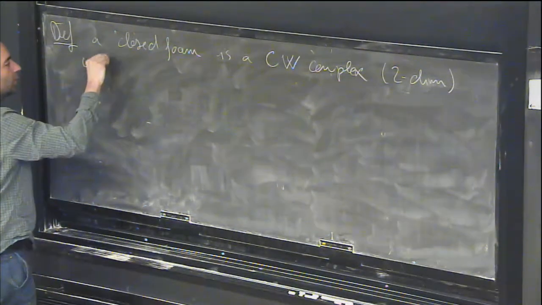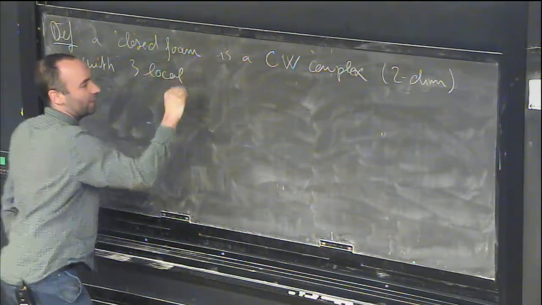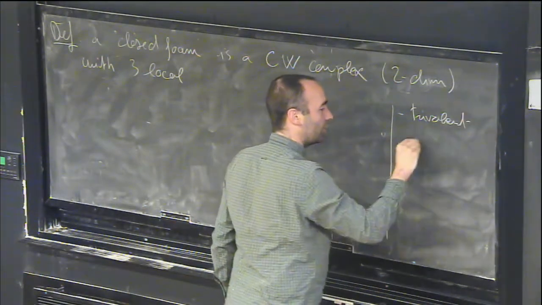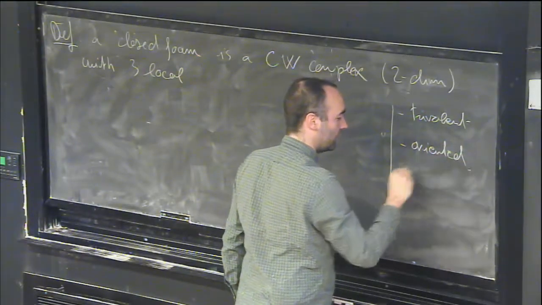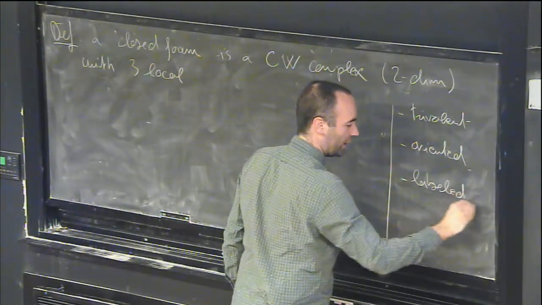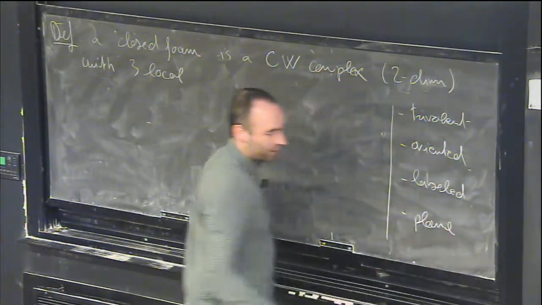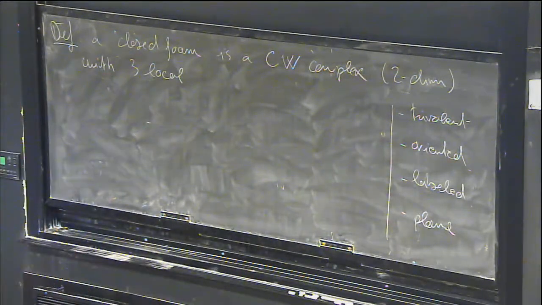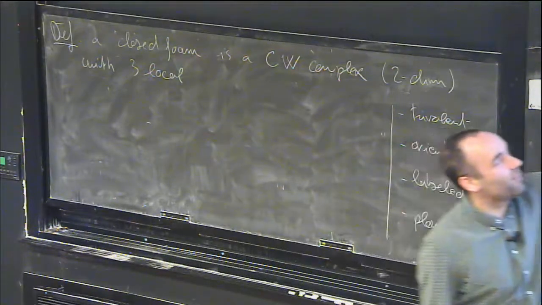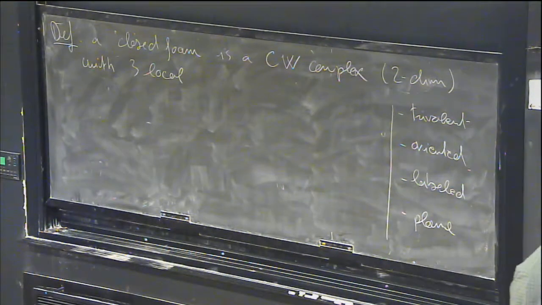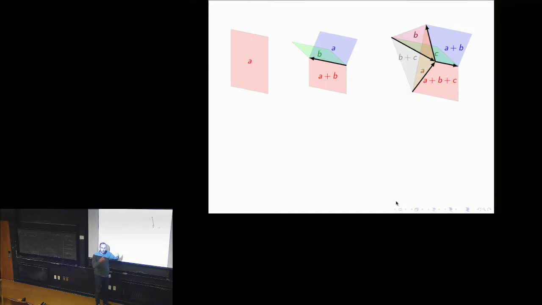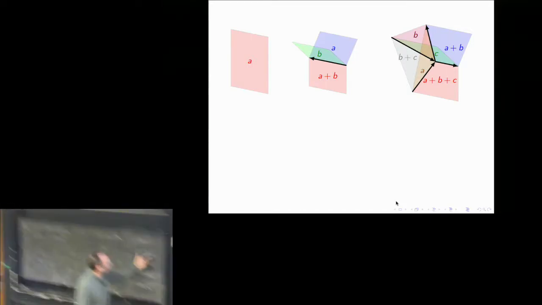I want to write this here. So I had my graphs. They were trivalent, oriented, labeled, and planar. And somehow it's reasonable to expect my cobordisms to have the same kind of features as my objects. So I have three local models. A neighborhood of any point in my CW complex is diffeomorphic to one of these three pictures. And so we see here that we have a book with only three pages, and this should reflect the trivalent property of my graphs.